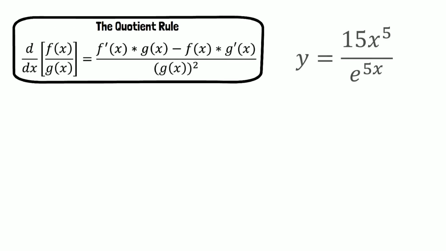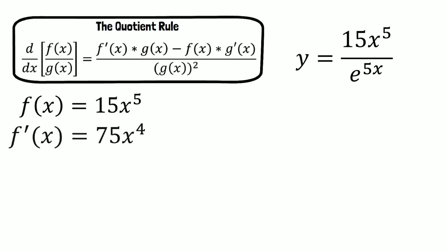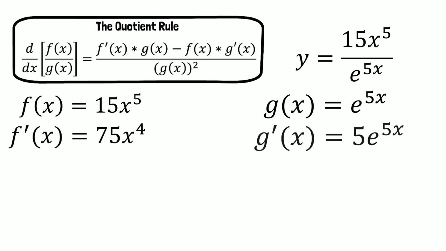On your screen you can see the function y equals 15x raised to the power 5 divided by e raised to the power 5x. The numerator, so f of x, is then 15x raised to the power 5. Using basic derivatives, we find that the derivative of f of x is 75x raised to the power 4. The denominator, g of x, is e raised to the power 5x. Using the rules for derivatives we saw in my video on the derivative of a natural exponential function, we find that the derivative of g of x is 5e raised to the power 5x.